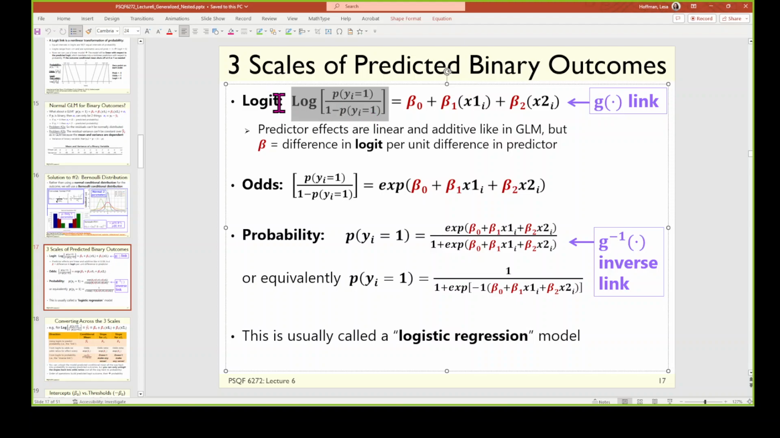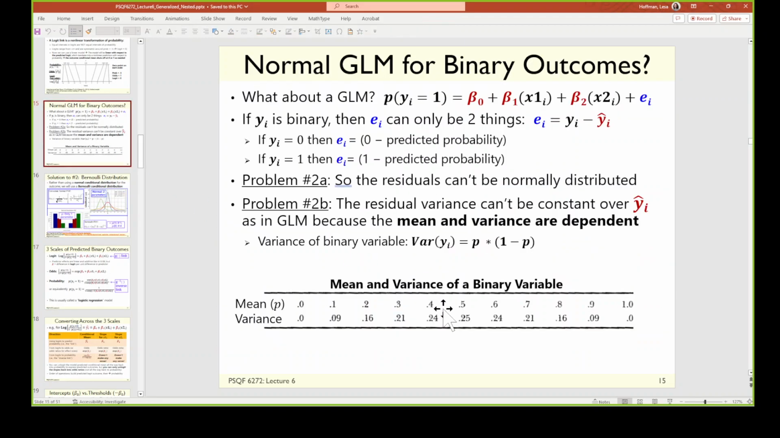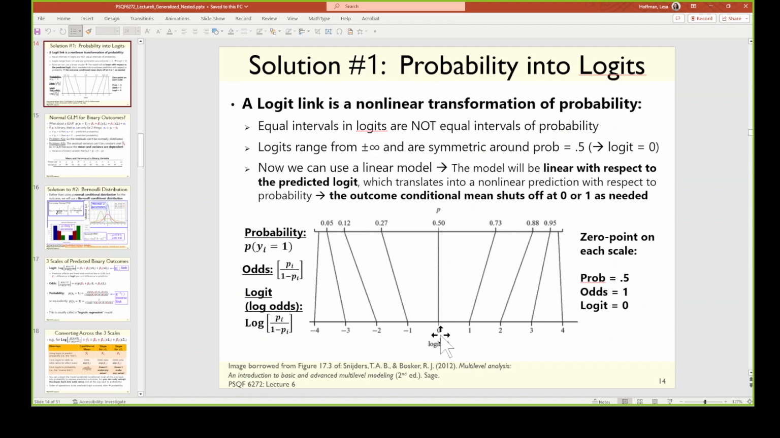But when you back translate logits into probabilities, like this mapping right here, for instance, logits are on the bottom, probabilities are on the top. The probabilities do stay bounded.